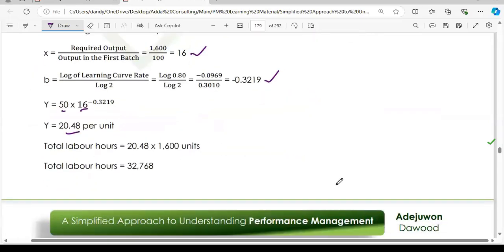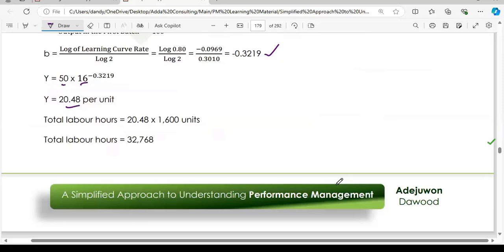Then to get the total hours, just multiply the average hours of 20.48 with the required output of 1600. That produced 32,768 hours. So this is what you need to do. Whether you use the formula or the tabular method, you are going to get the same answer.